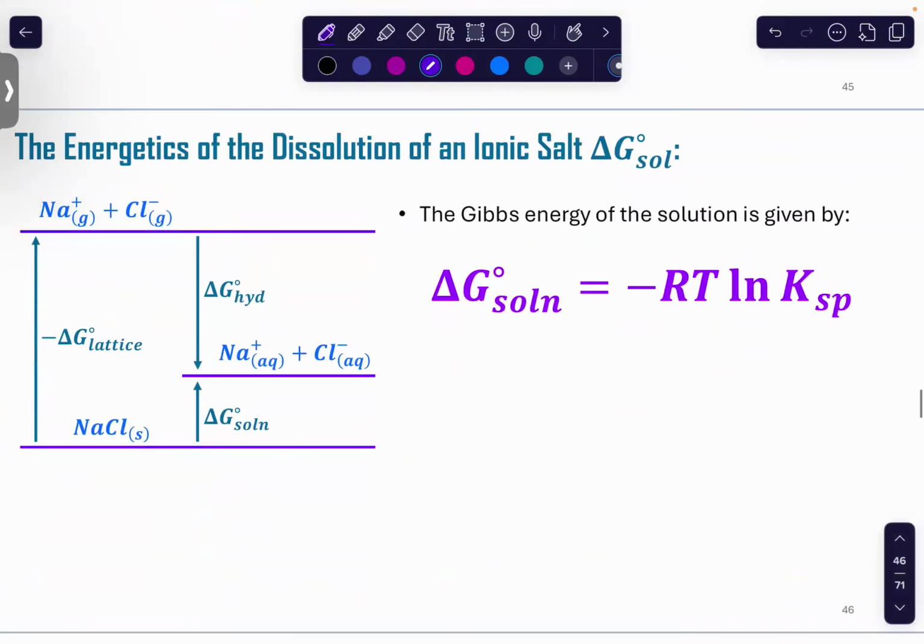Now back to some thermodynamic stuff. Energetics of the dissolution of an ionic salt. We know we can relate everything through the Gibbs energy here. So our Gibbs energy of solution is again going to be our negative RT natural log of the KSP. When you see it in textbooks, it just says natural log of K. It can be any one of these Ks to give you the Gibbs energy of the solution.